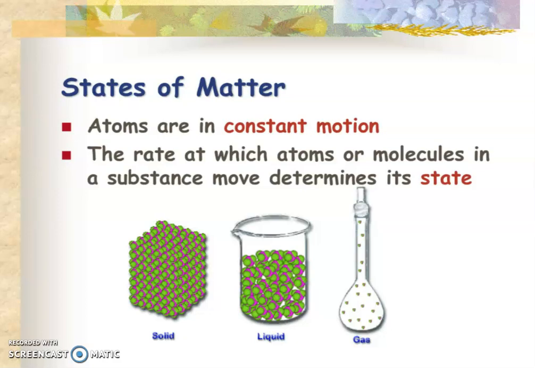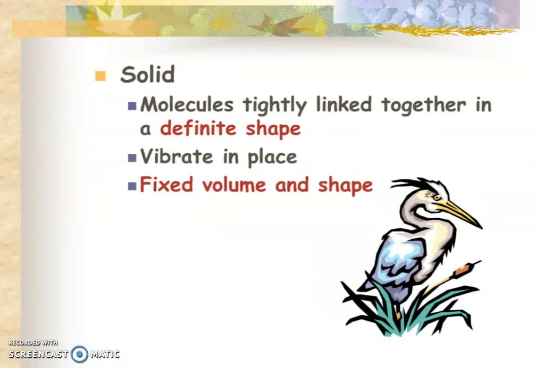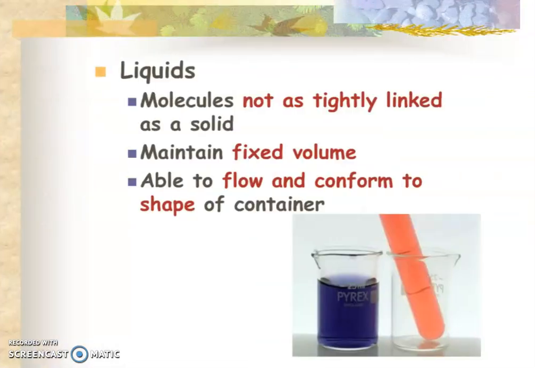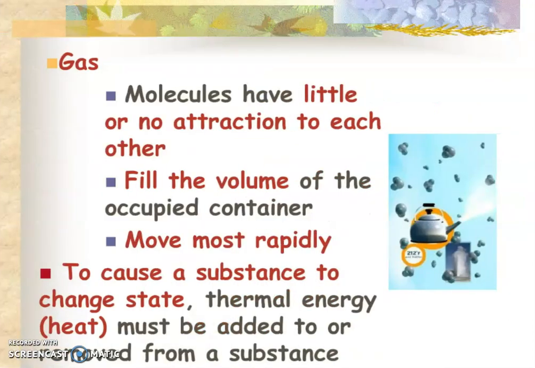Now, states of matter. You know, my friends, atoms are in constant motion. The rate at which atoms or molecules in a substance move determines its state. You can see the solid, liquid, and gas states. What is solid? Molecules tightly linked together in a definite shape, vibrating in place, with fixed volume and shape. What are liquids? Liquid molecules are not as tightly linked as in a solid, maintain a fixed volume, and are able to flow and conform to the shape of the container.